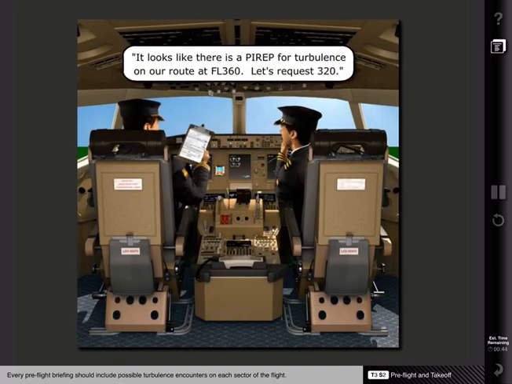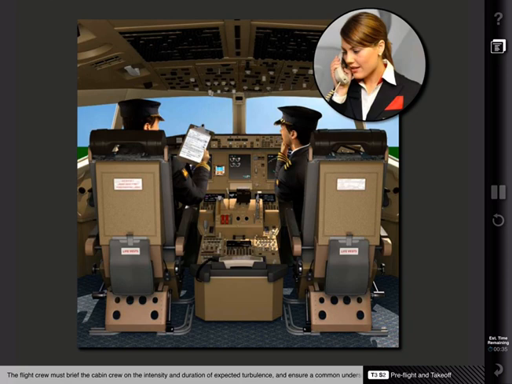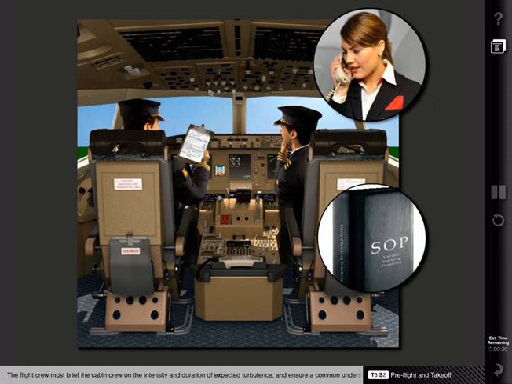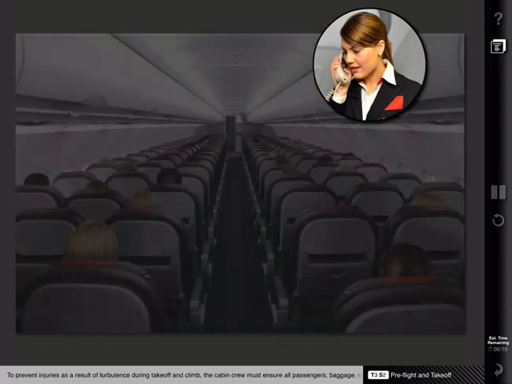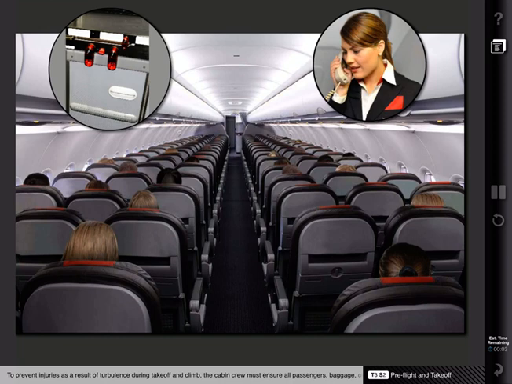Every pre-flight briefing should include possible turbulence encounters on each sector of the flight. The flight crew must brief the cabin crew on the intensity and duration of expected turbulence and ensure a common understanding of phraseology and company SOPs. When messages are communicated about expected or unexpected turbulence, the cabin crew should read back the instructions to prevent errors that could compromise safety. To prevent injuries as a result of turbulence during takeoff and climb, the cabin crew must ensure all passengers, baggage, overhead lockers, and galley equipment is secure prior to takeoff.